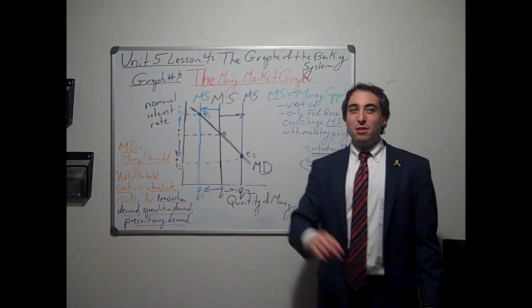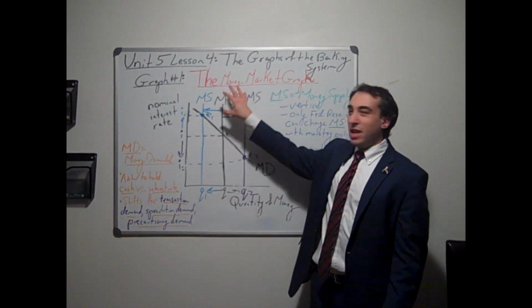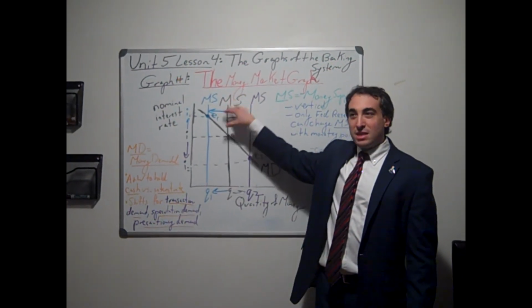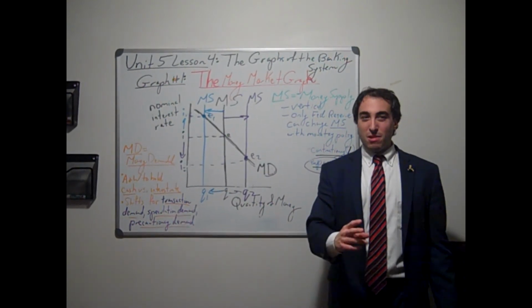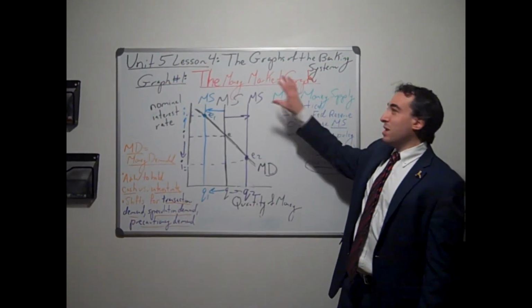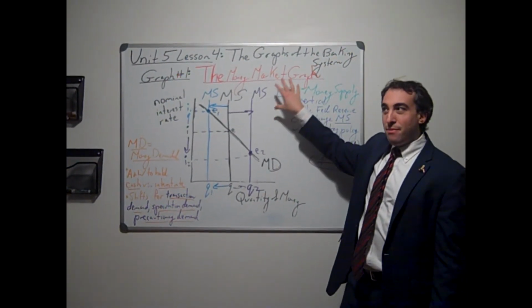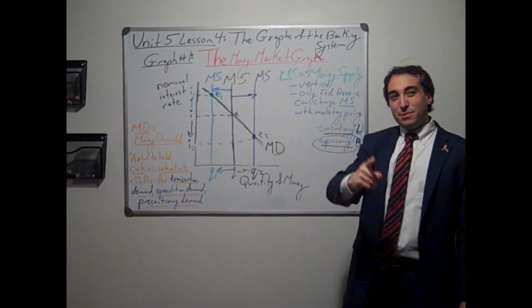In our next graph, we're going to take a look at how this change to money supply affects the inner workings of banks in our market for loanable fund graph. But for right now, this was our money market graph, the main graph of the banking system. We'll see you for graph number 2.